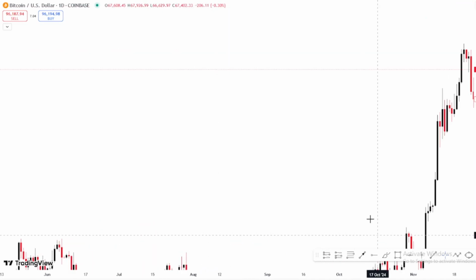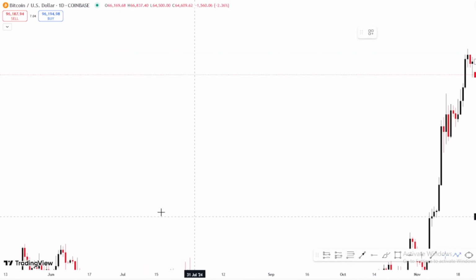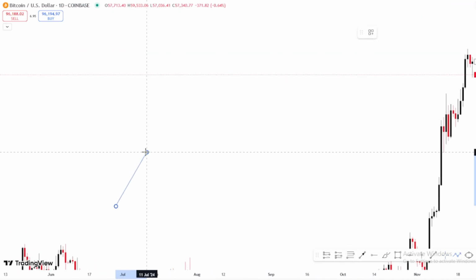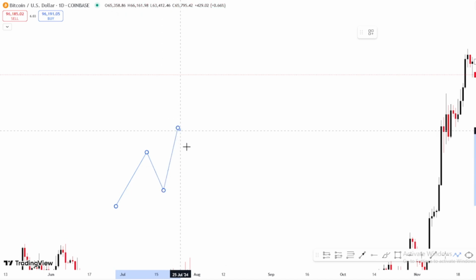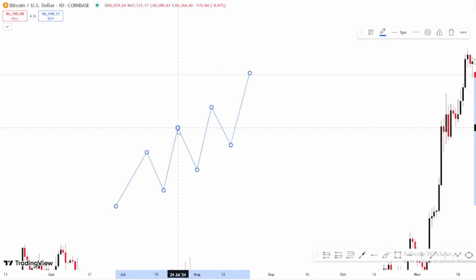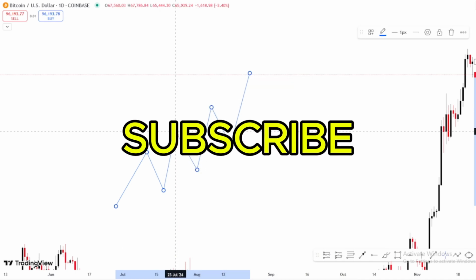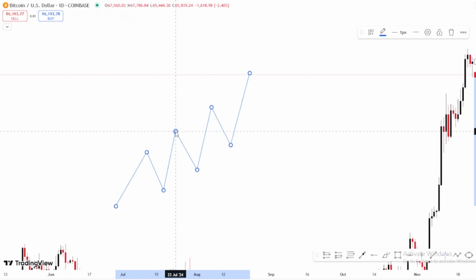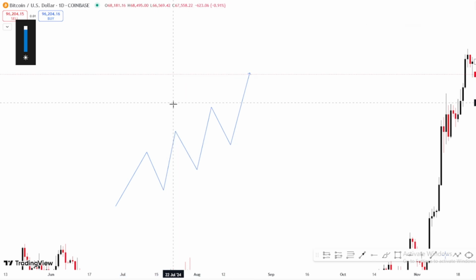Before then, let me show you what a structure is. You can see the market moves up, down, up, down, up, down, up. That is an uptrend. A structure is basically a formation of objects with shape. That is what we call structure.